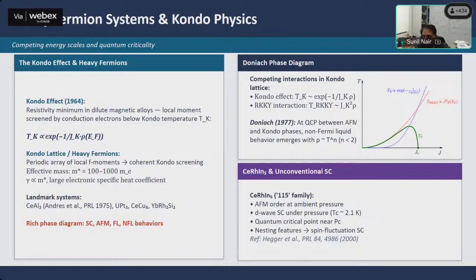Uranium platinum 3, cerium copper 2 silicon 2, ytterbium rhodium 2 silicon 2, and so on. So these are, at least for those who would be slightly familiar with the area of quantum physics and heavy fermions, superstar material systems within this area. And the heavy fermions, though they are now currently a bit out of fashion, a lot of the physics, at least a significant part of the physics, appears to be reasonably understood. Nevertheless, it had an extremely rich phase diagram.